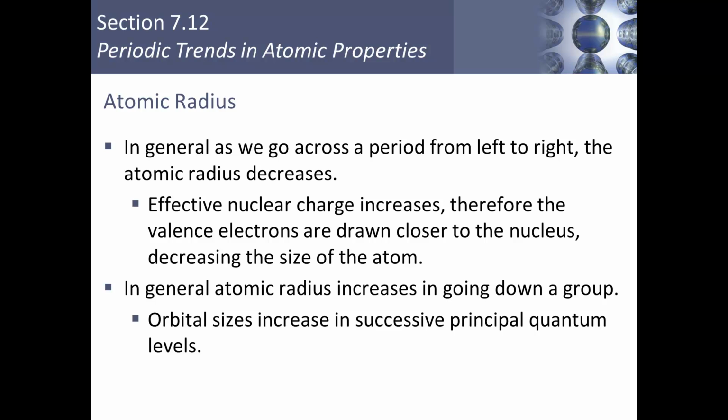Finally, we'll look at atomic radius. Now, atomic radius can't be specified exactly. It's like the size of an orbital. It's estimated using distances between atoms in chemical compounds.